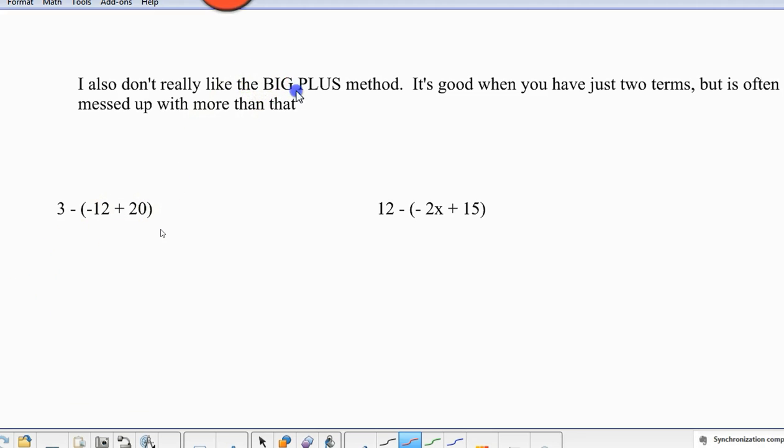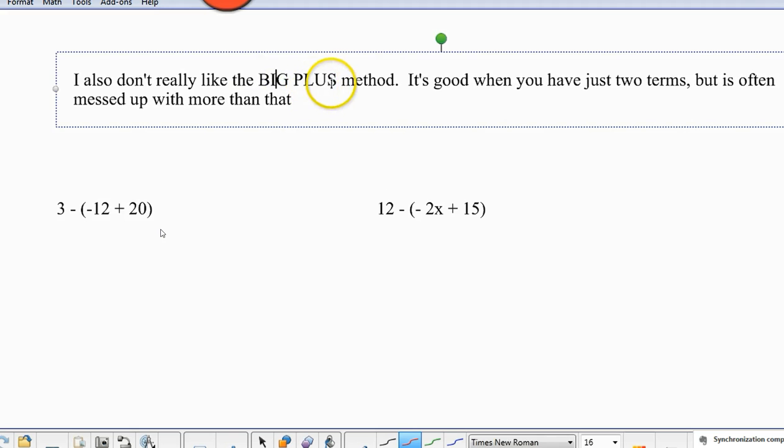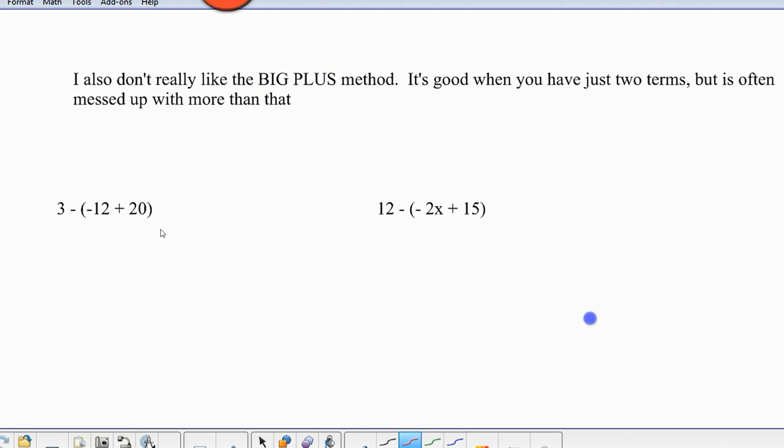I also don't like the big plus. Some people do the big plus. It's good when you just have two terms. Right? I think off to the side I'm going to show the big plus here. But I get messed up if it's more than that.